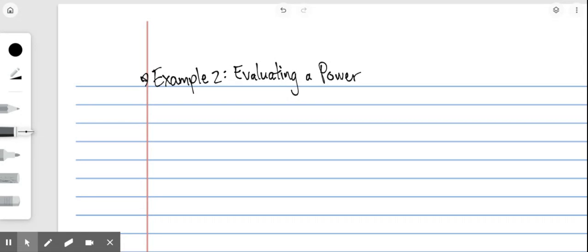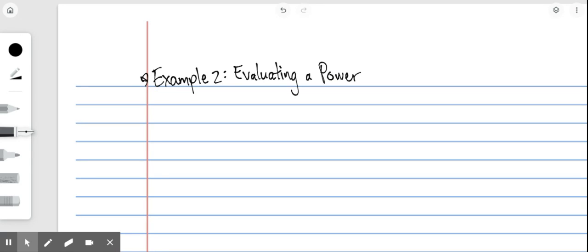In the last video, we talked about example 1, which answers the first part of our essential question, which is how do you write repeated factors quickly? Example 1 was about writing repeated factors as powers. Example 2 is about evaluating a power. This is about the second part of the essential question, which is what does it mean to evaluate a power?